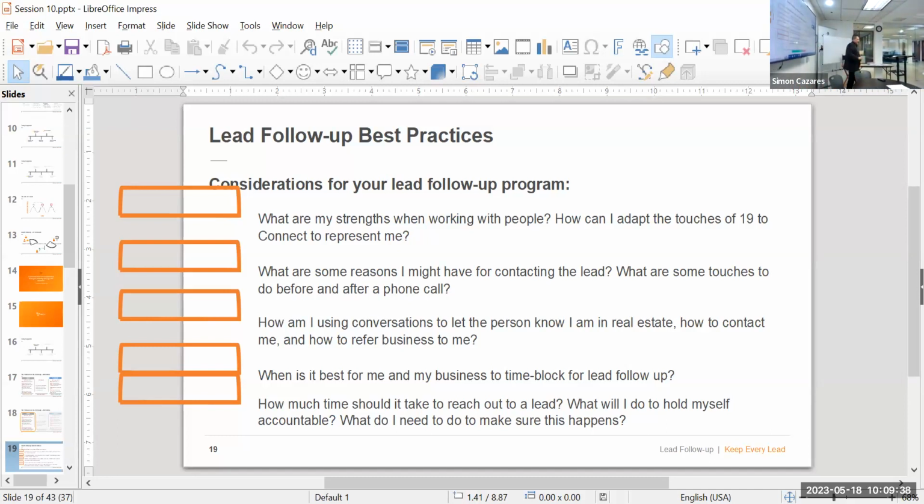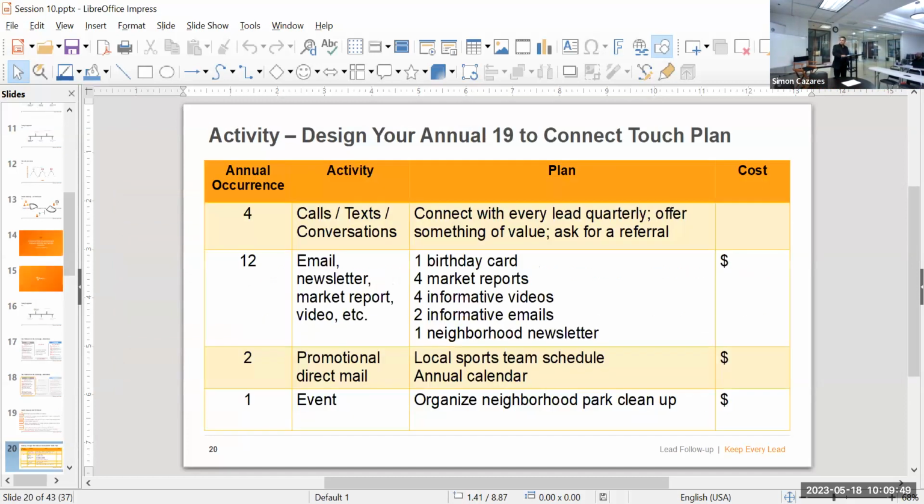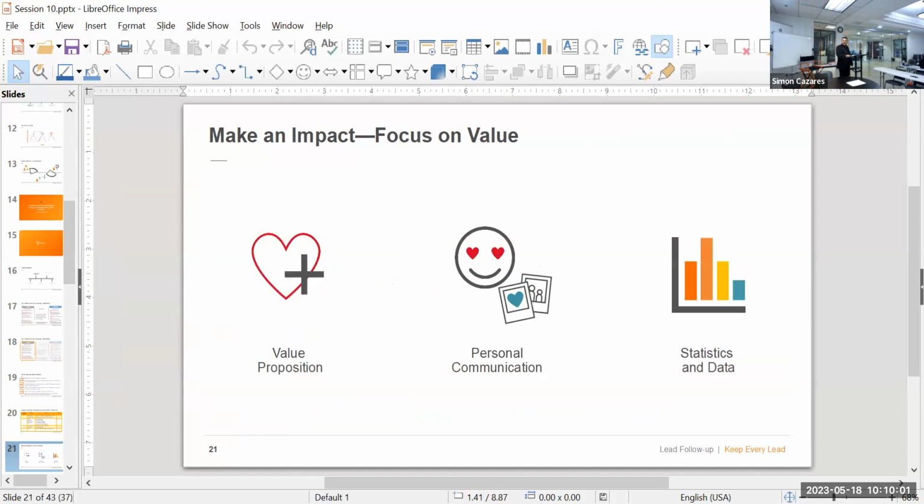How much time should I take to reach out? How many times should you call somebody to get their information at an open house? What do you guys think? That's just the plan when you already have the contact, right? So if they show up at our house, follow up.